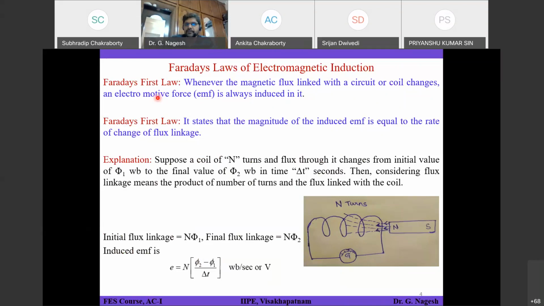That's what it states. Faraday's second law states that the magnitude of the induced EMF is equal to the rate of change of flux linkage. So the first law states that some EMF is going to be induced, and the second law states that the magnitude of this induced EMF is equal to, or in fact proportional to, the rate of change of flux linkage.